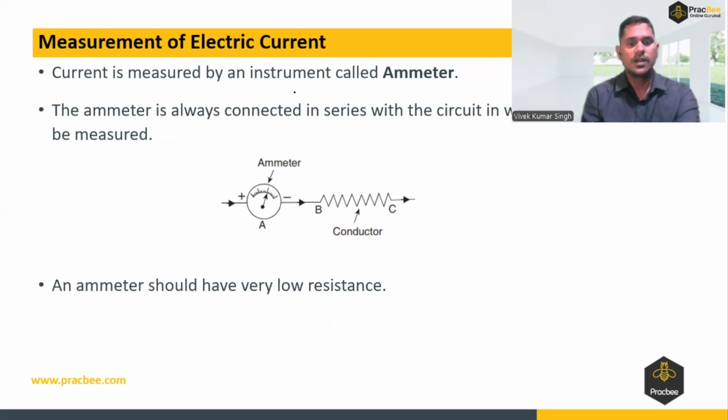Let's see this. How do we measure the current? Current is measured by the device that is called an ammeter, and an ideal ammeter has very low resistance, and it should always be kept in series with the resistance. So if this is the resistance and I need to find out the current passing through this resistance, the ammeter should be kept in series with this resistance.